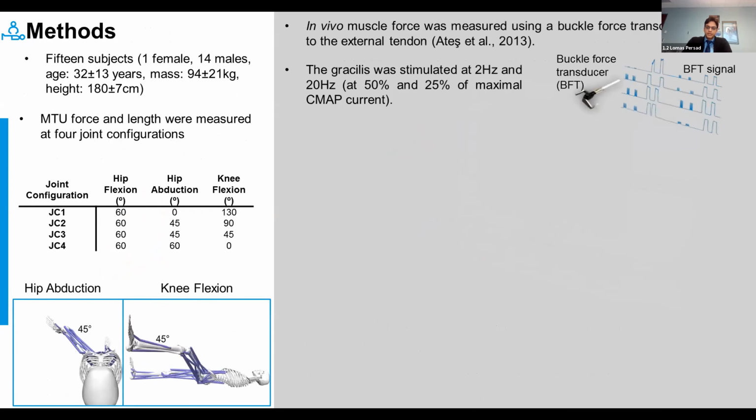Muscle tendon force was measured using a buccal force transducer secured to the external tendon of the gracilis, while the muscle itself was stimulated at 2 Hz and 20 Hz, and at 50% and 25% of its maximal CMAP current. These parameters were chosen as they represented a good compromise between inducing tetany in the muscle and also controlling the large forces being produced during surgery.